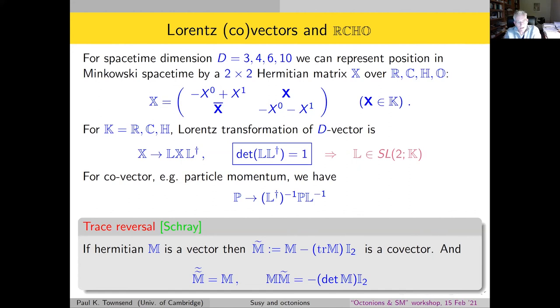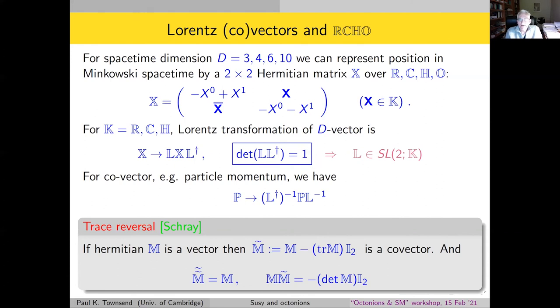So if Hermitian M is a vector, then if you reverse the trace, remember, if I take the trace of M tilde, I get trace of M minus twice the trace of M, so it becomes minus the trace of M. So they have opposite traces. Then that's a covector. And if you take the covector of a covector, you get back to a vector. And if you take the product of a vector with a covector, you actually get the determinant times the identity. So those are all useful relations in trying to work directly with these matrices.